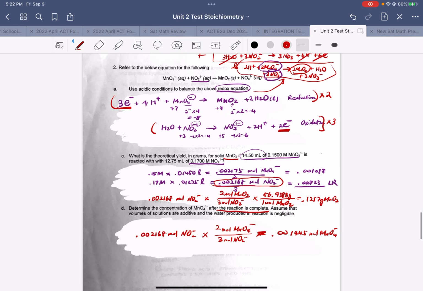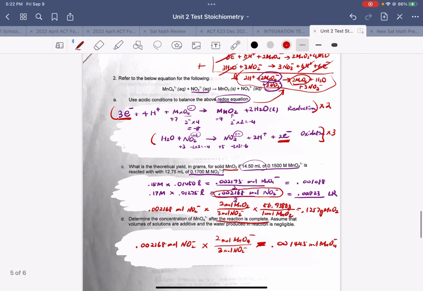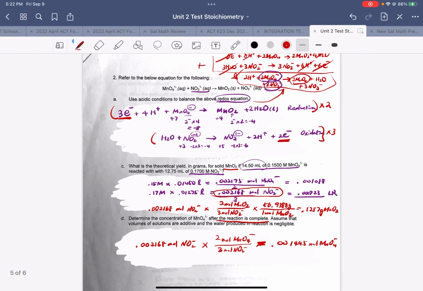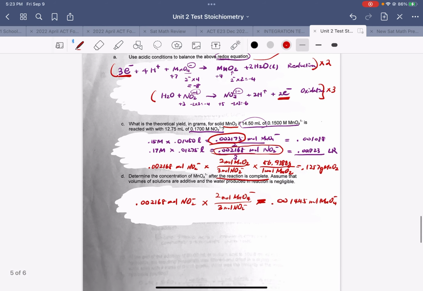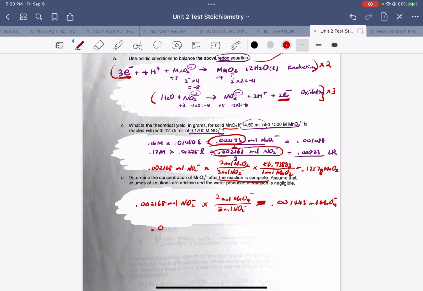Now, how many mole of MnO4 did you have before? MnO4 was right here. That's the MnO4 you had before. So 0.002175 minus the amount you used, 0.001445 mole of MnO4 used for the reaction. Then how much is left? You're going to get 0.00073 mole of MnO4 minus. That's what is left, right?